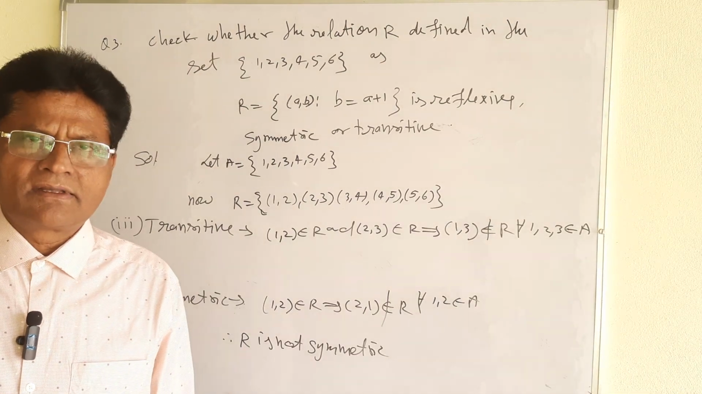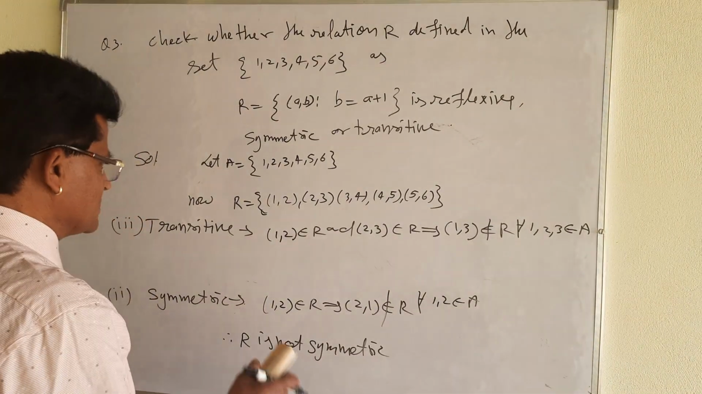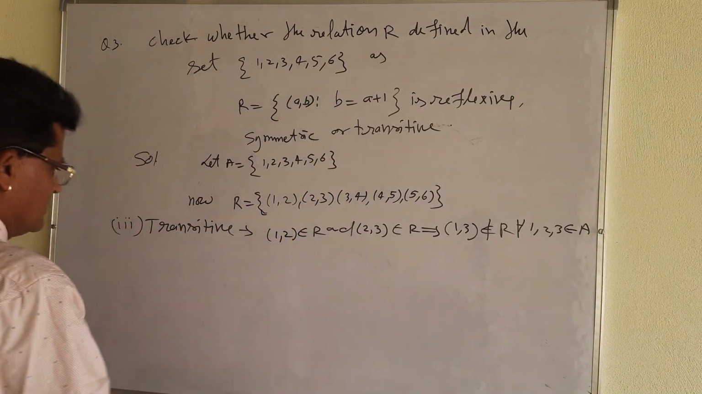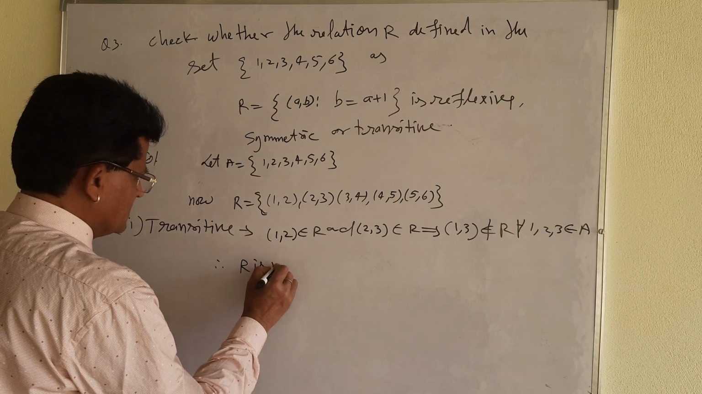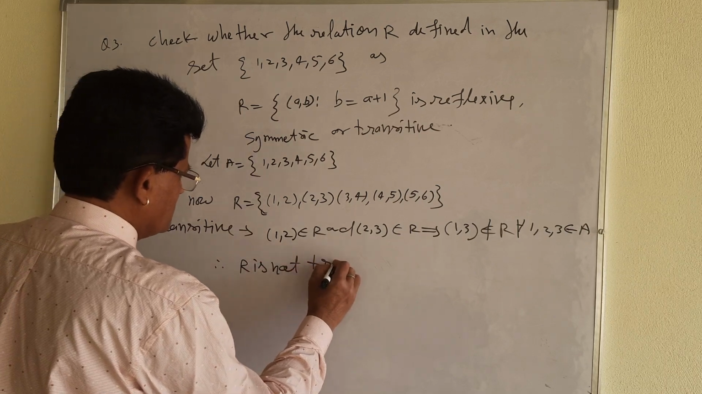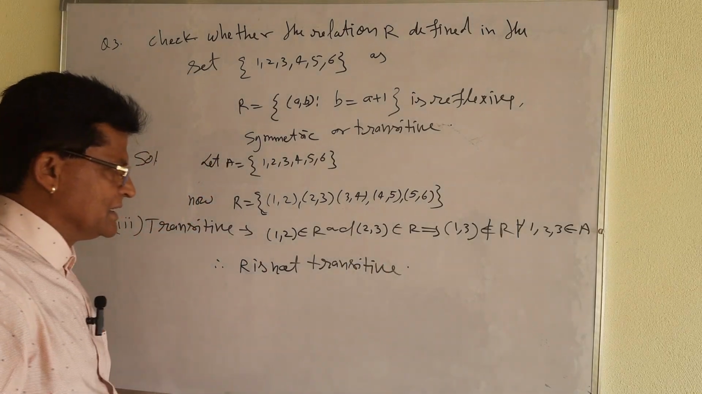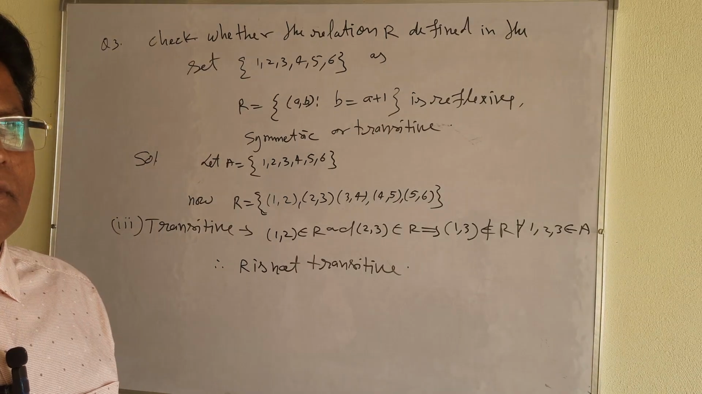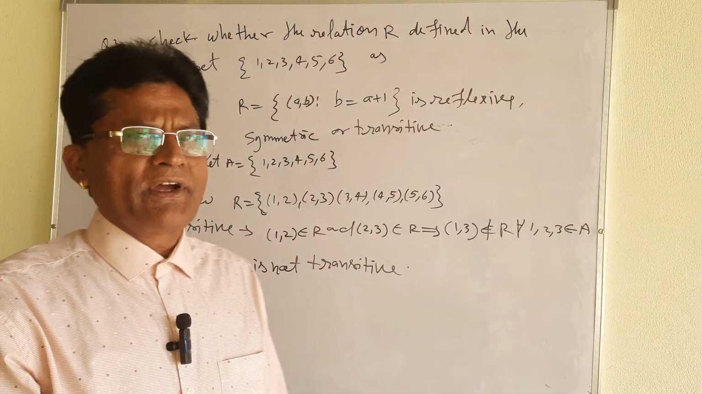What does it mean? It is not a transitive relation. That is why R is not transitive. See carefully, it is a very important and very good question. It is not a difficult question, but the thing is how you are going to find the solution.